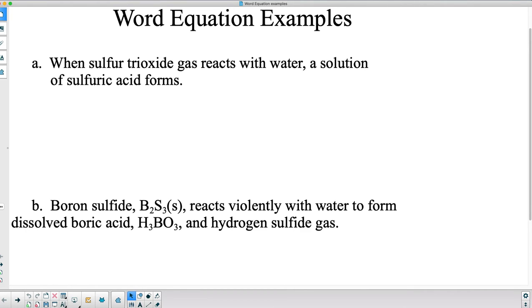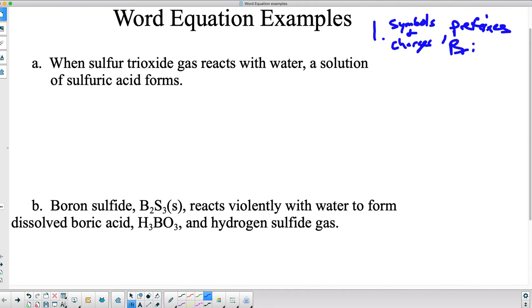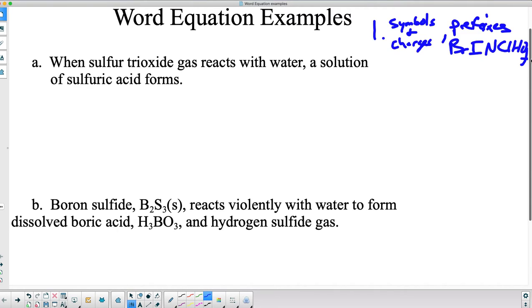Okay, let's try this one more time. If I can summarize them, the first step is symbols and charges, prefixes, oops, that's an I, and Brinkelhoff. Okay, so let's go through. I don't need Brinkelhoff for this one. I'll explain what Brinkelhoff is when I do an example for sheet number 3.